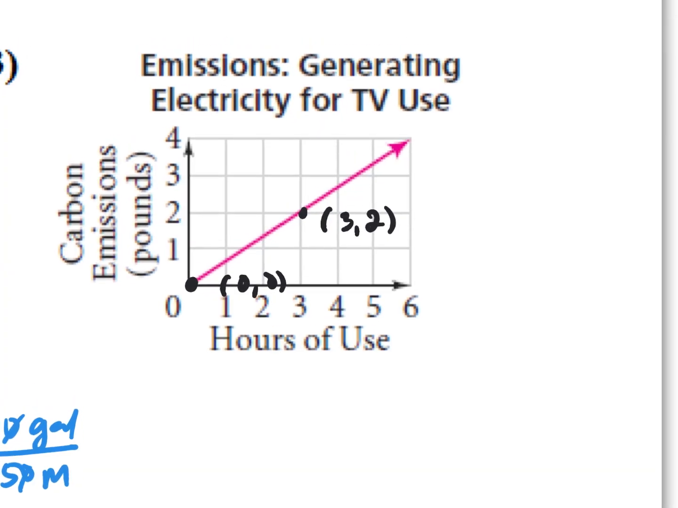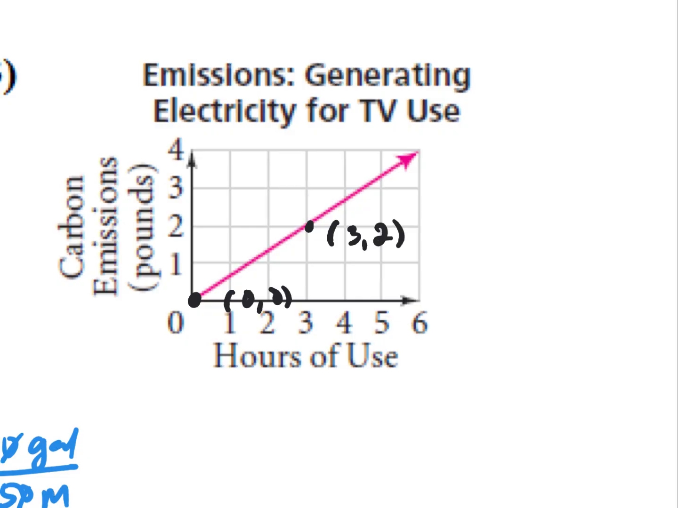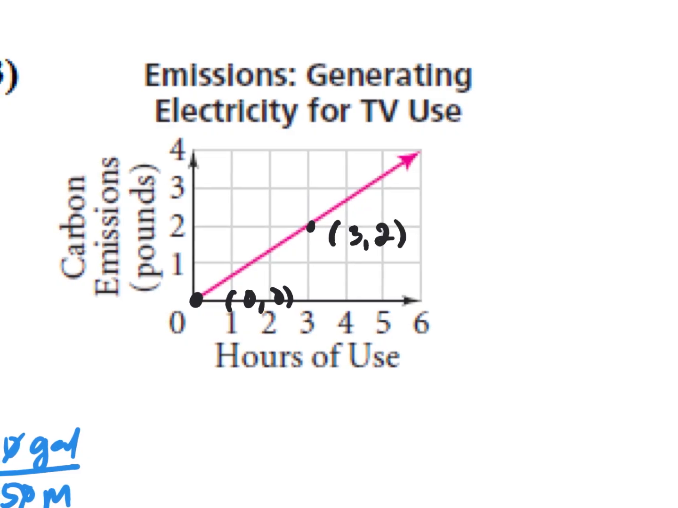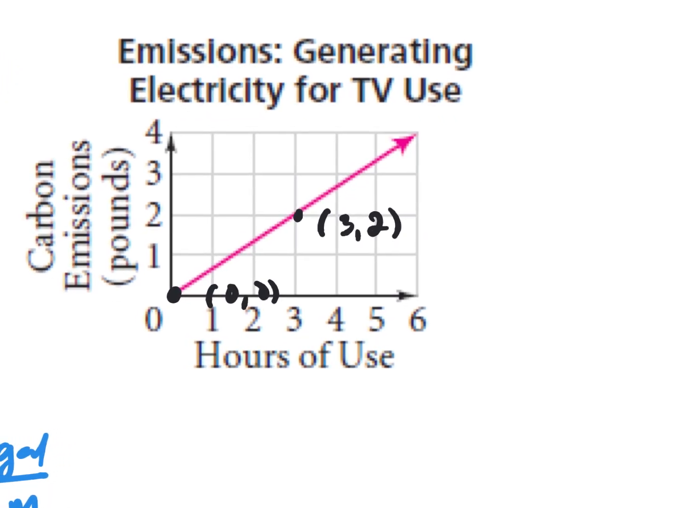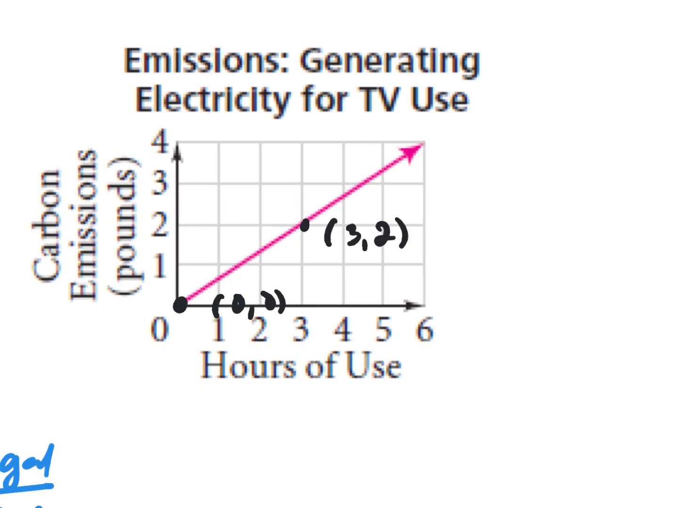Okay, let's go for this next example. If I look at this one, this is actually emissions from generating electricity for TV use. So there are 2 points that I chose here. The first one is the very beginning, which is at (0, 0).